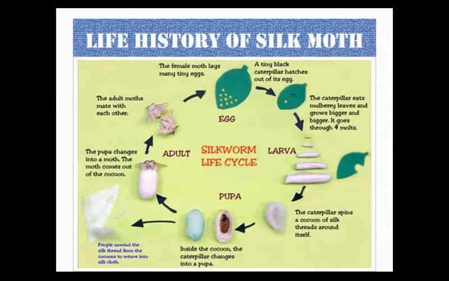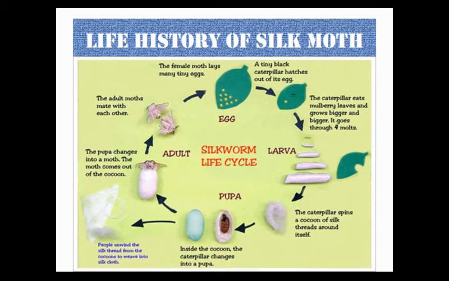Life history of the silk moth. The adult moths, female moth and male moth, mate with each other. The female moth lays many tiny eggs. A tiny black caterpillar hatches out of its egg. The caterpillar eats mulberry leaves and grows bigger and bigger in size.